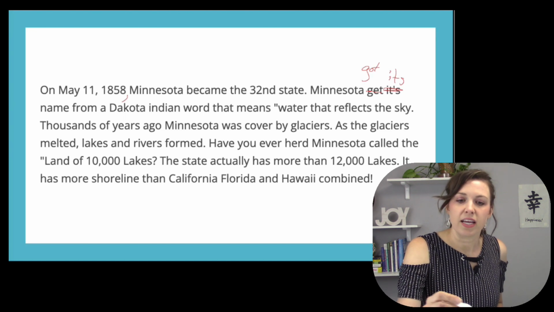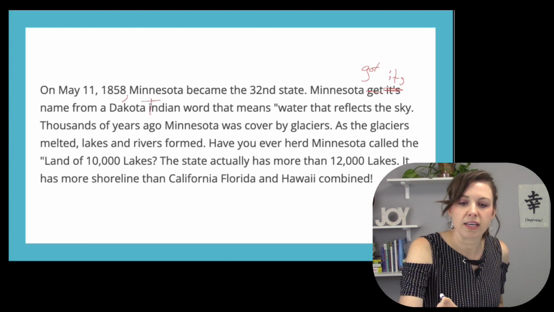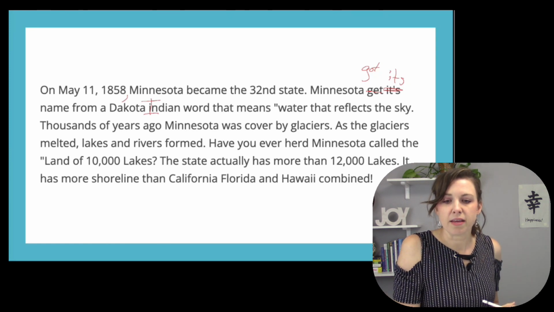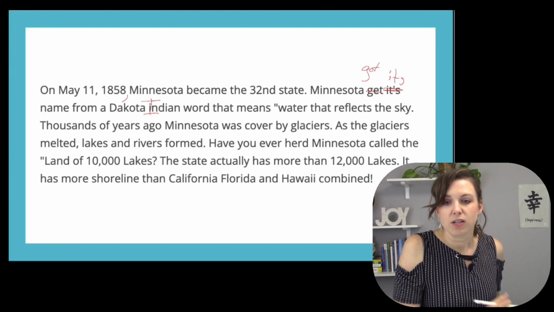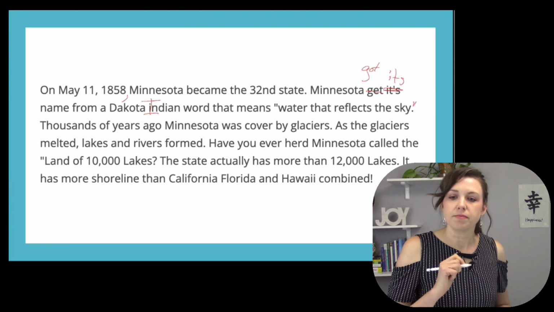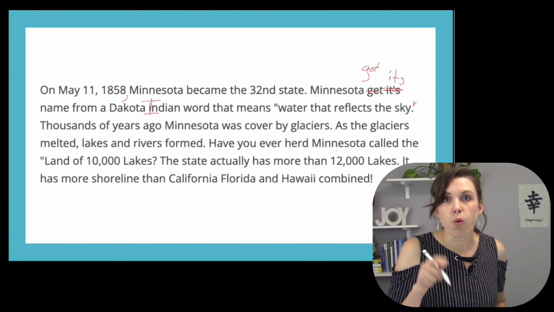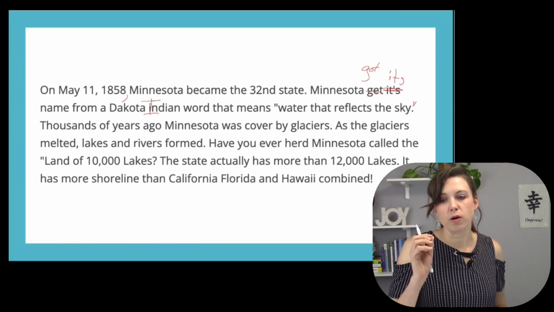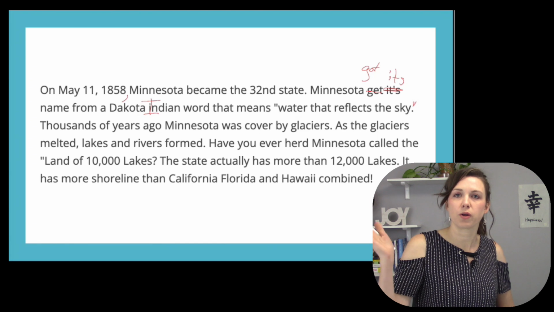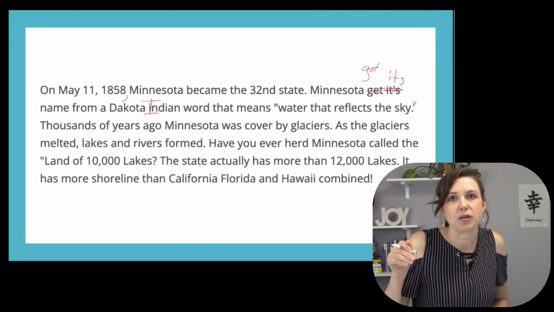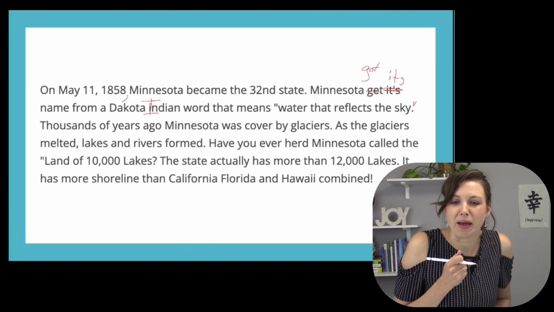So Indian in this case should also be capitalized because it's talking about Dakota Indian word that means water that reflects the sky. So here we have to have a quote at the end of sky. Now notice though that this quote is after the period, okay? We put quotes after periods. We don't put quotes in the period and have the little period by itself. Periods don't like to be by themselves. They're like commas. They like to hug things, okay?